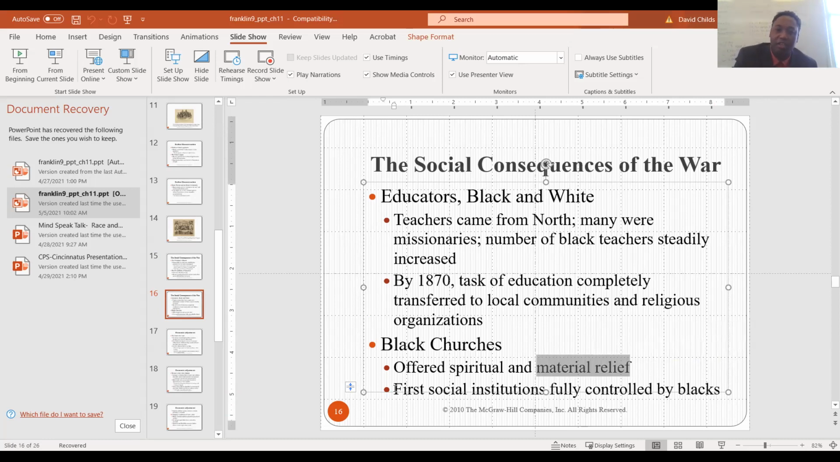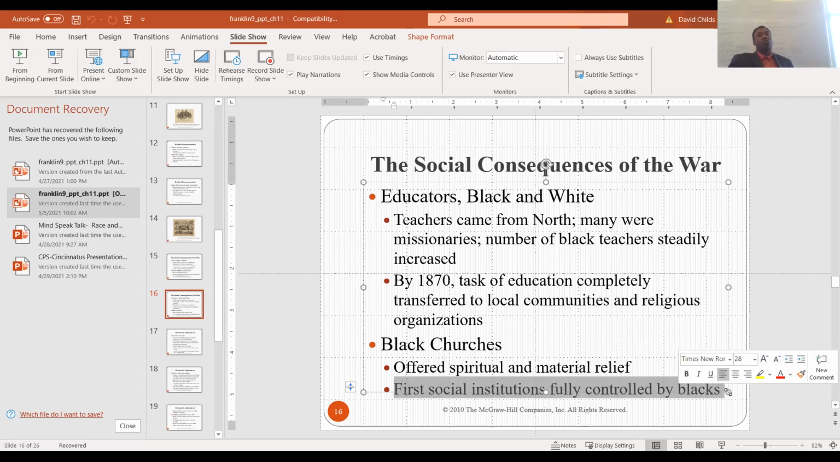Look at this. I can't really overstate this. This is one of the most important sentences for this whole lecture. The African American church was the first social institution fully controlled by Blacks. In other words, you had schools that were funded by whites. And you might have a Black principal, you might have a Black superintendent, but it was controlled by whites. You might have a hospital, you might have a library, but they were predominantly controlled by whites.